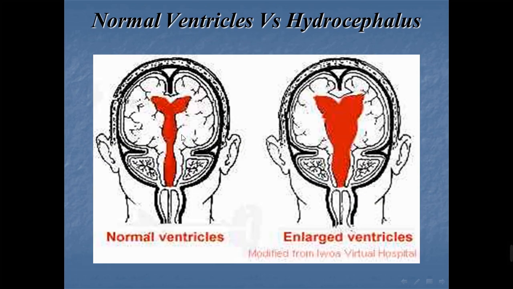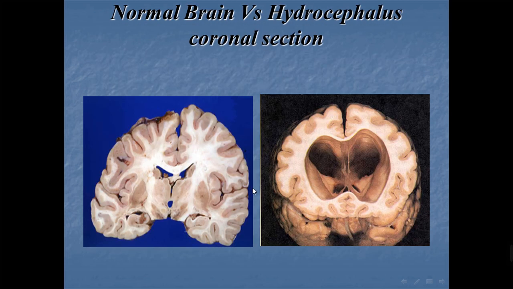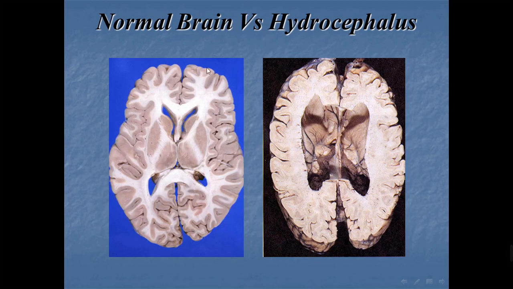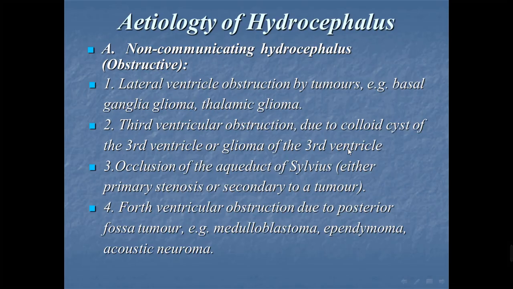This is also normal ventricles, the lateral, third and fourth, versus abnormal, where all are dilated, enlarged ventricles. Other coronal sections show normal ventricular size of the lateral ventricles and hugely dilated lateral ventricles. Also, in a cross section or axial section of the brain, normally sized lateral ventricles and abnormally enlarged lateral ventricles.